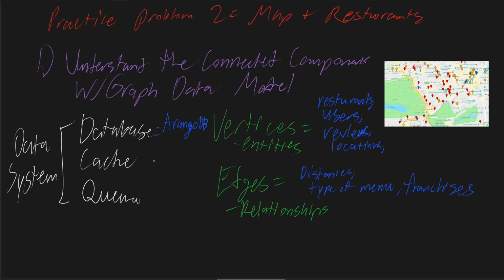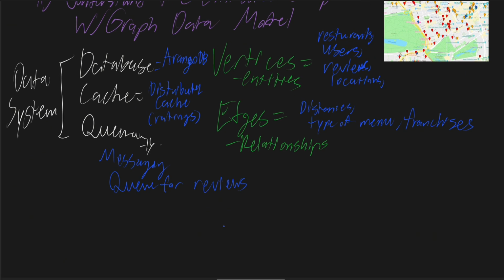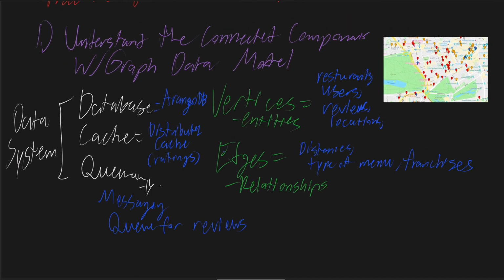The distributed cache we would need for consistent updates and real-time access to restaurant ratings. So we can put in ratings, for instance. And the messaging queue will be for bookings, for instance, and timely updates for information and reviews. So this can also be a messaging queue for reviews. And overall, this would be just the first component we need for a graph data model.